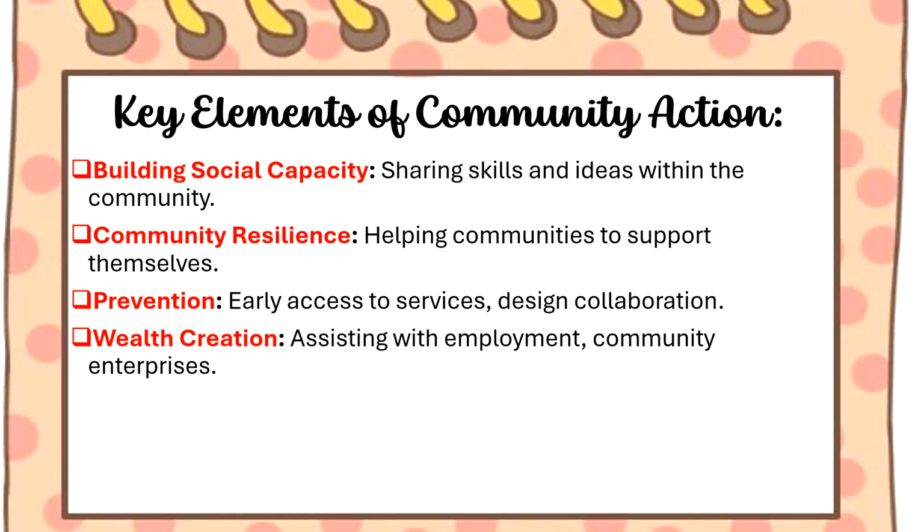Third is prevention. Early access to services, design collaboration. For prevention, we don't wait for a huge problem to happen. If we see a section of the road is dangerous, we advocate for a crossing before an accident occurs. It's about early intervention and proactive design.